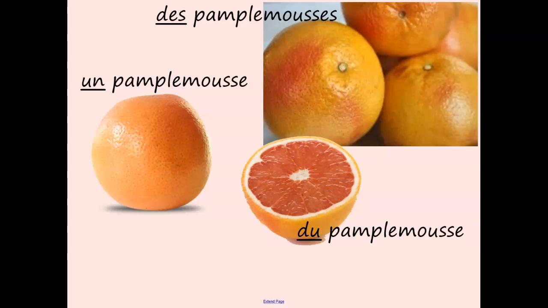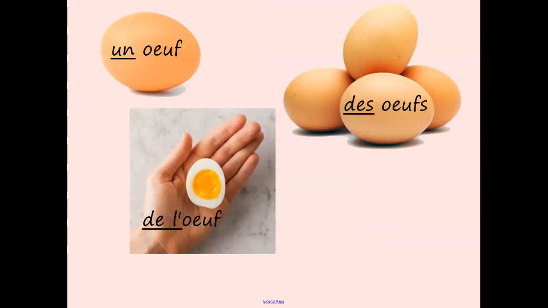Here's another example for us. Here we have un pamplemousse, des pamplemousses, and du pamplemousse. So un pamplemousse, a grapefruit, des pamplemousses, grapefruits, du pamplemousse, some grapefruit. Here we only have half of a grapefruit, so it's less than the entire thing. It's not one, it's not more than one, it is some of. One more example with how this works.